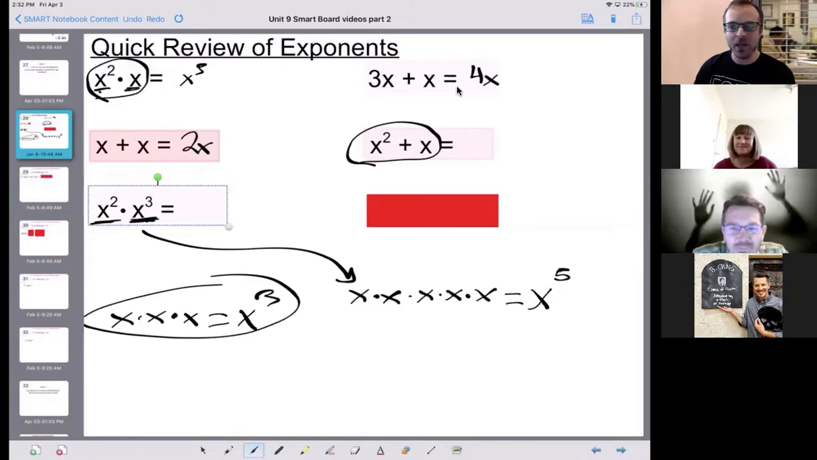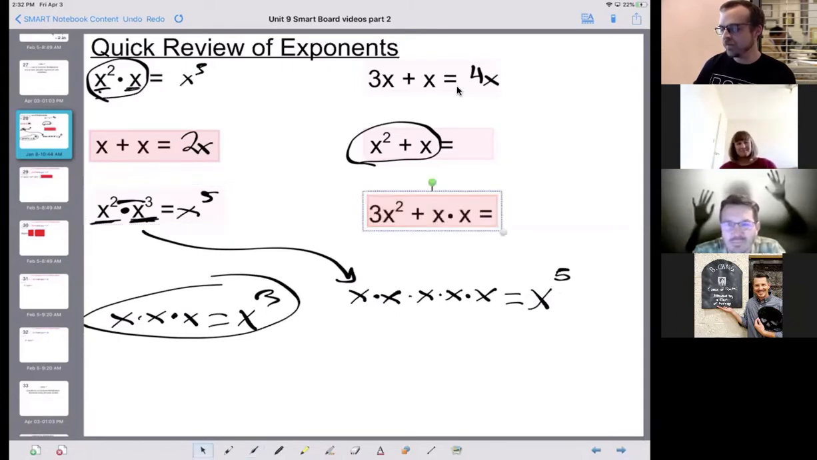Really what we have here is a property of exponents that we learned a while back: when you're multiplying the same variables, all you have to do to the exponents is add them. 2 plus 3 is 5, so x to the power of 5, if the bases are the same.